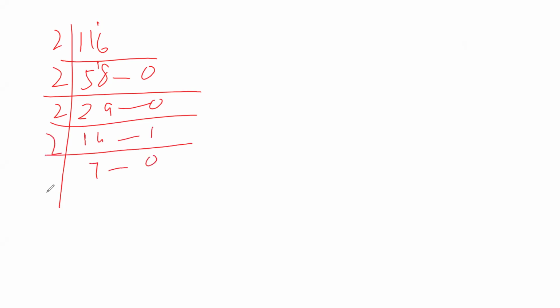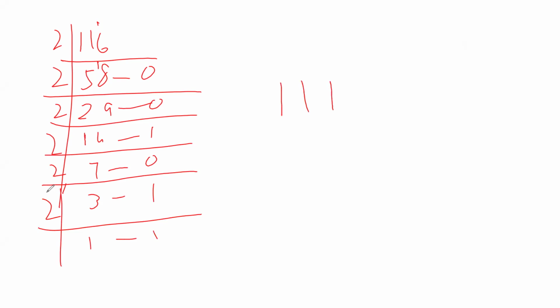2 7s are 14, 0 remainder. 2 3s are 6, 1 remainder. 2 1s are 2, 1 remainder. So your memory is good.